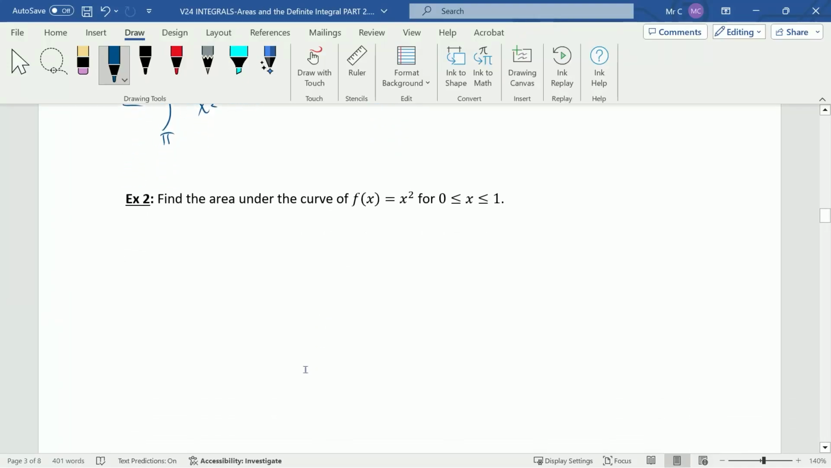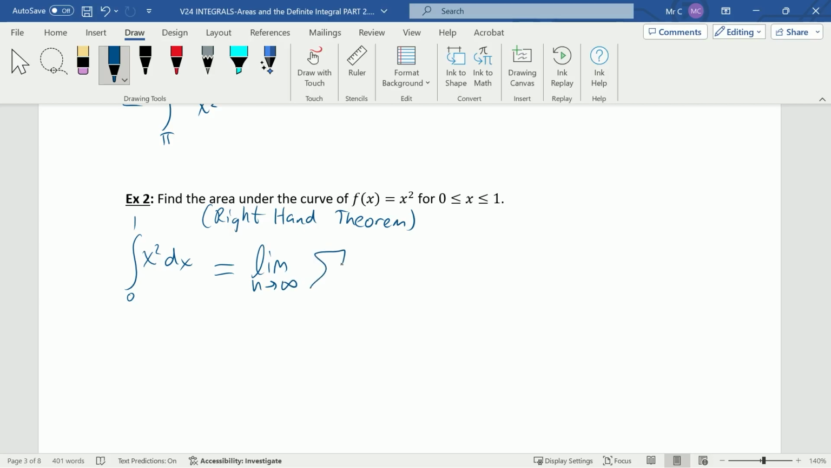Okay, now we're going to actually compute something. Find the area under the curve of f of x equals x squared for x between 0 and 1. So we're looking at the integral from 0 to 1 of x squared dx, and I'm going to use the right-hand theorem. So that means I'm going to take the limit as n goes to infinity of the sum from i equals 1 to n of f of x sub i delta x.